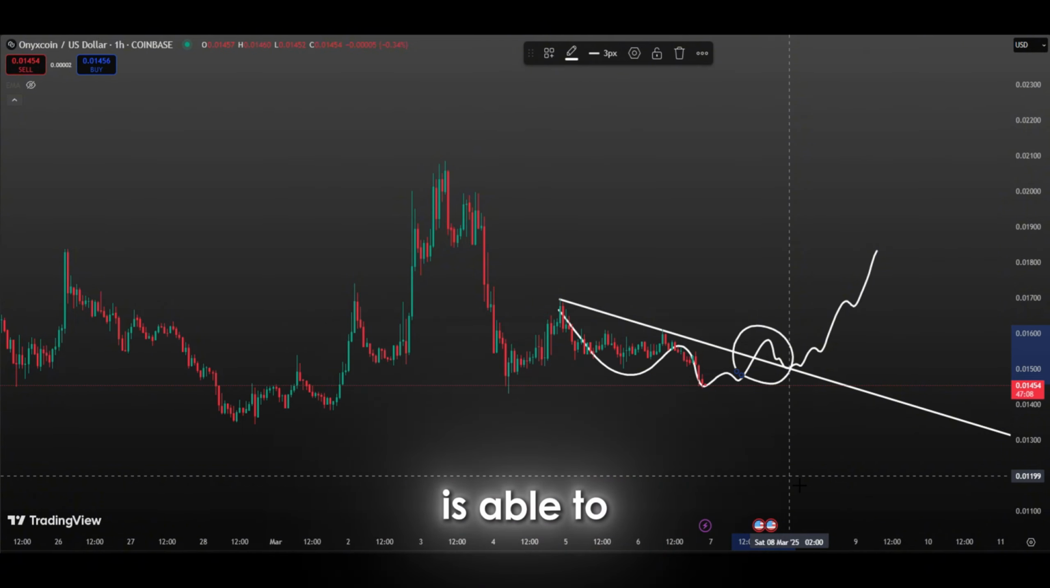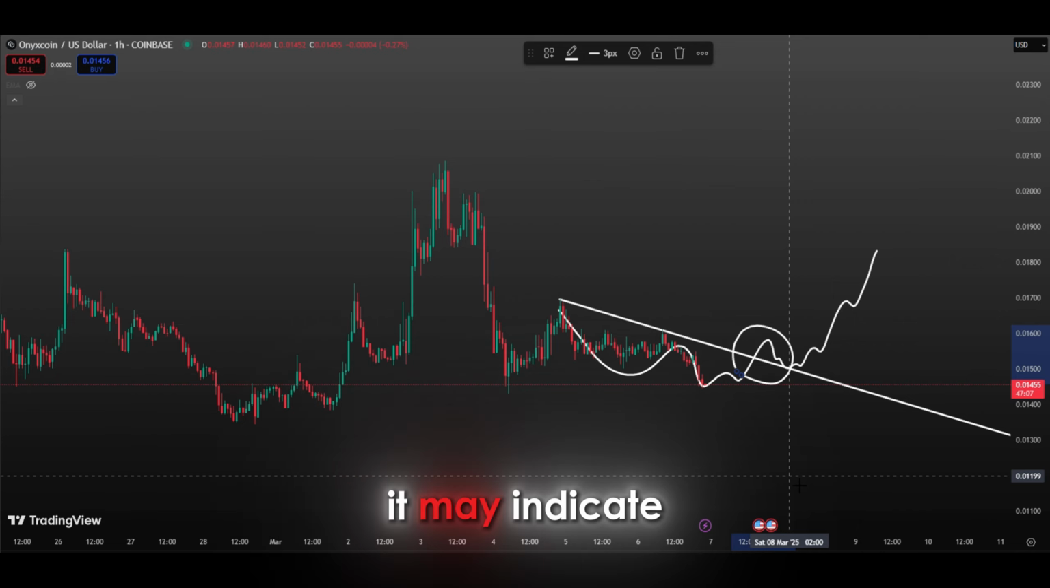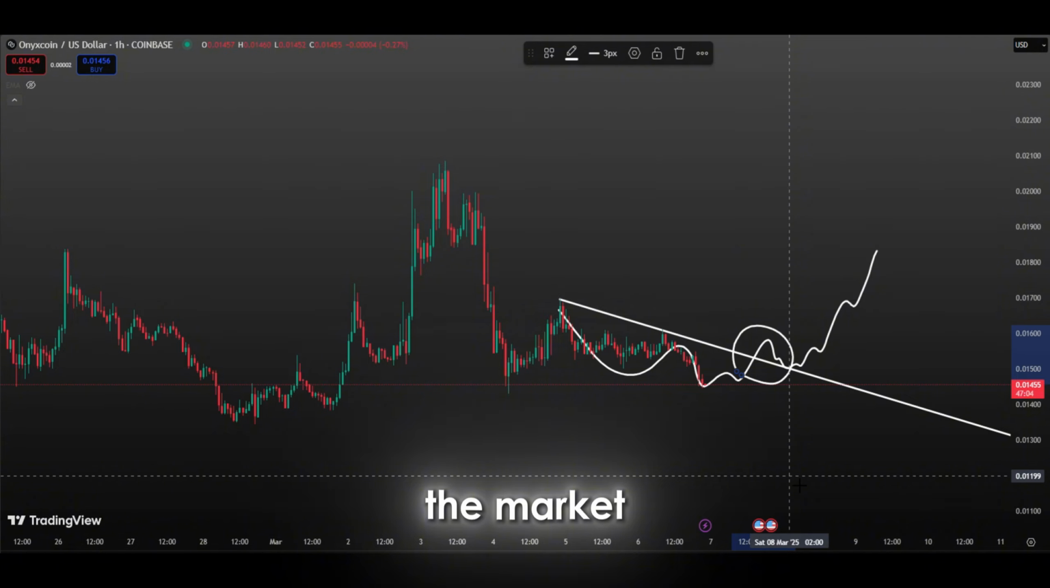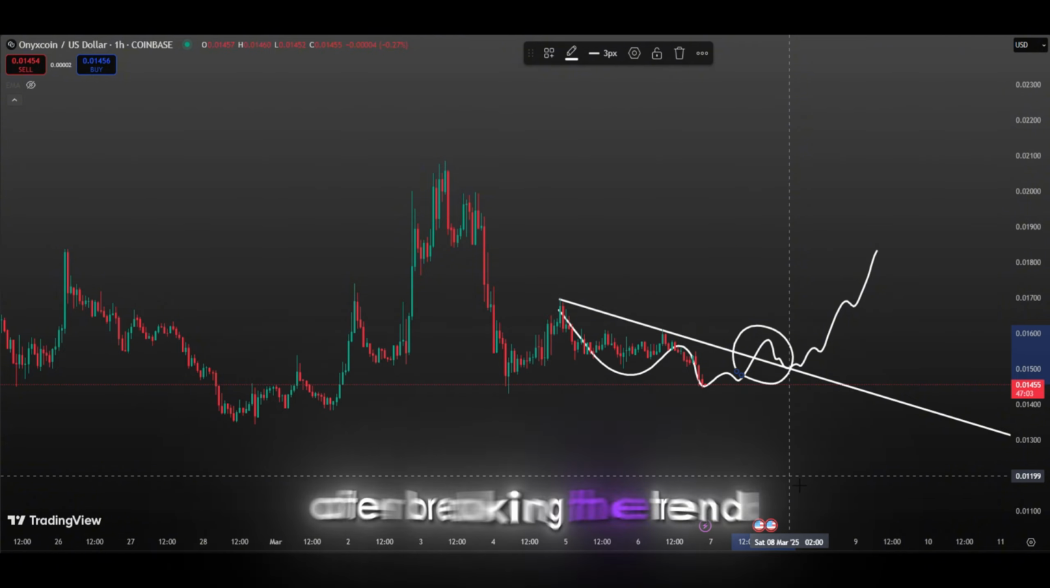If the price is able to break through this trend line on volume, it may indicate that the selling pressure has subsided and buyers are starting to enter the market. And it should also perform a retest after breaking the trend.